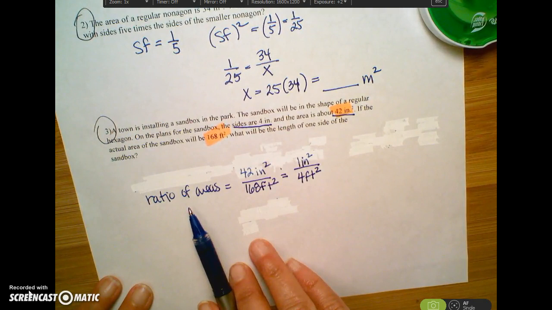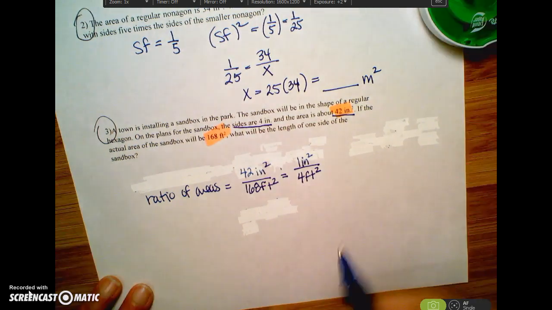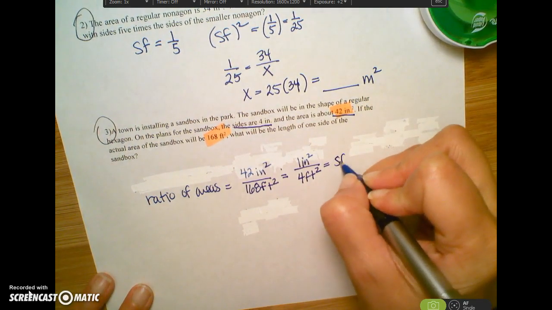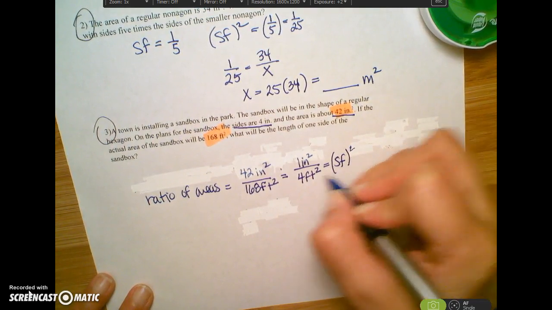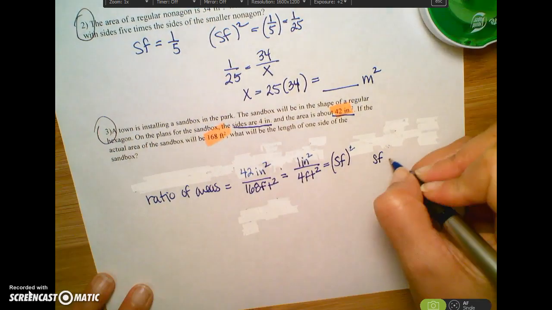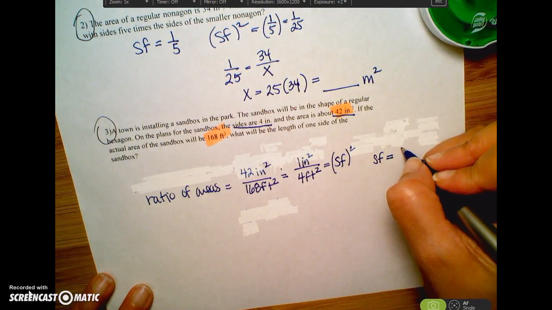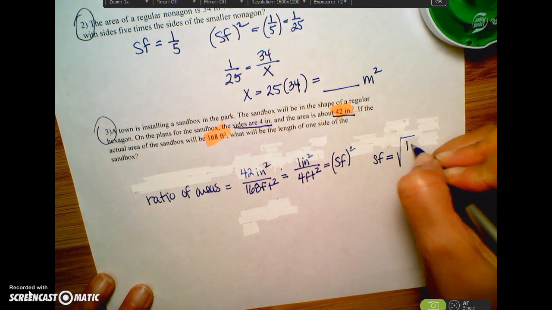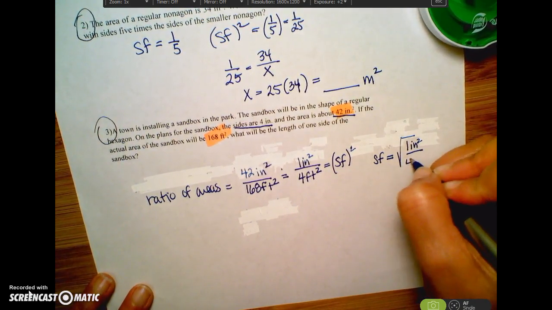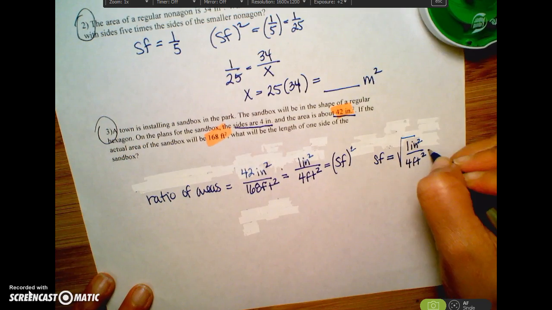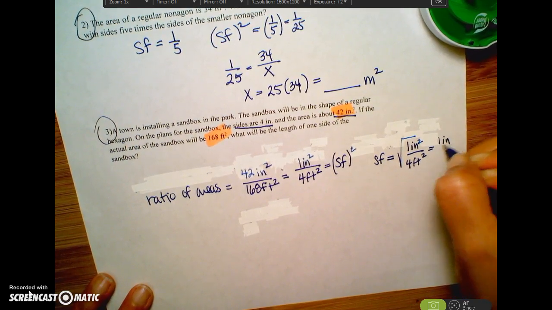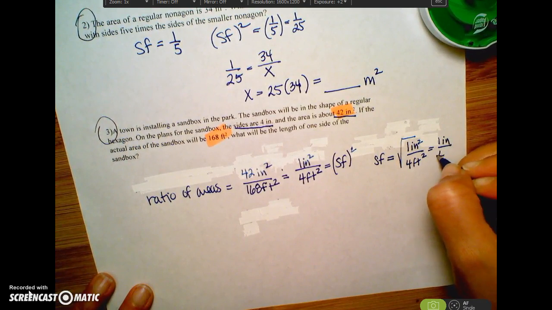Well, that is still the scale factor squared. So if that's the case, I can take that and I can square root it, and when I square root the 1 square inch and the 4 square feet, I get a ratio of 1 inch to every 2 feet.